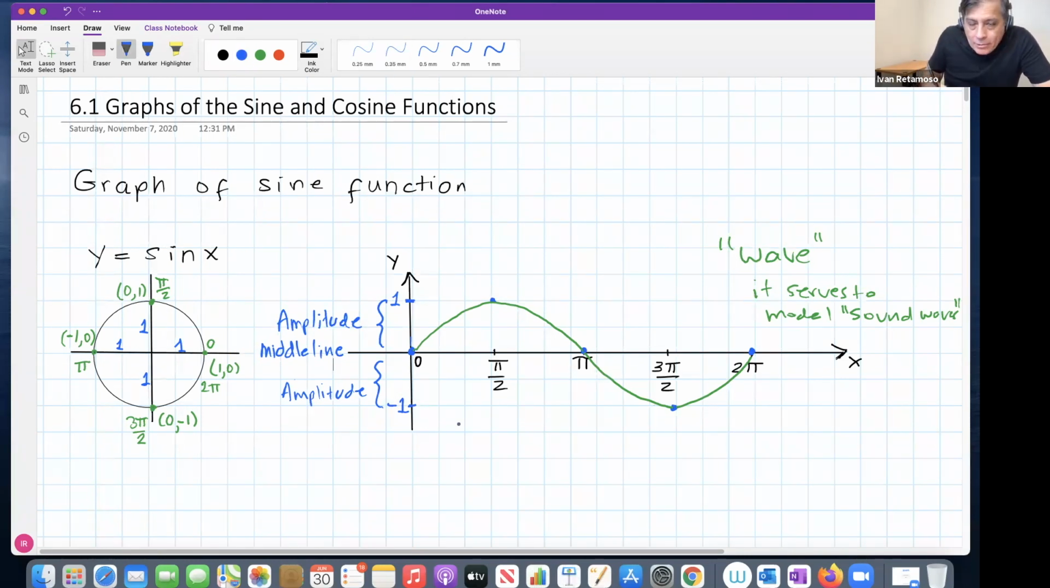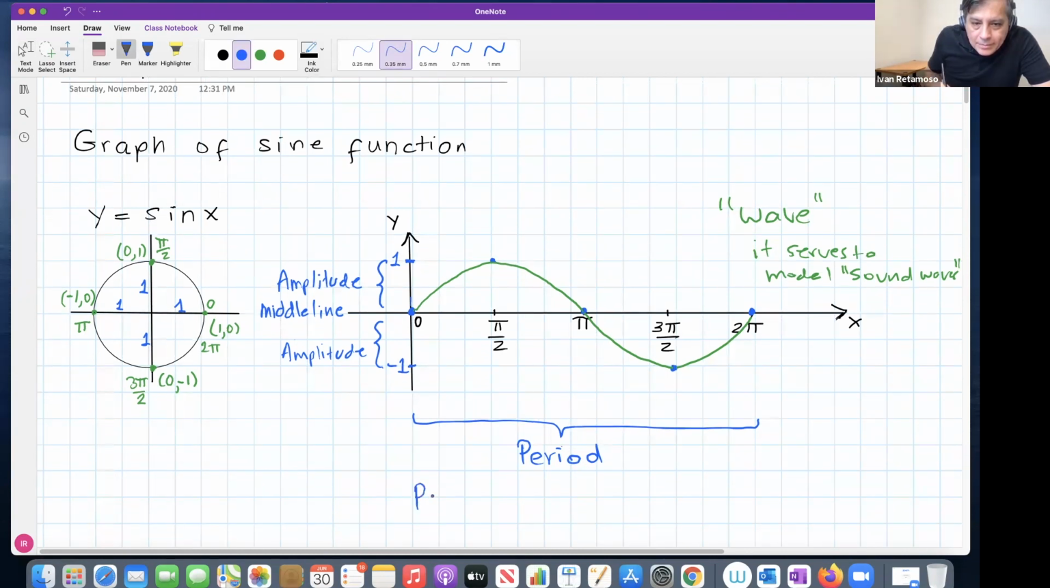Now, also important to measure how many units it takes for the graph to repeat itself, right? So mathematicians figure it out. Clearly, this should be 2 pi units, right? 2 pi units. And this is what mathematicians call the period of the sine function. Period is the number of radians it takes for the graph to repeat itself, right? So basically, we're saying here that the period of the sine function should be equal to 2 pi radians, right?